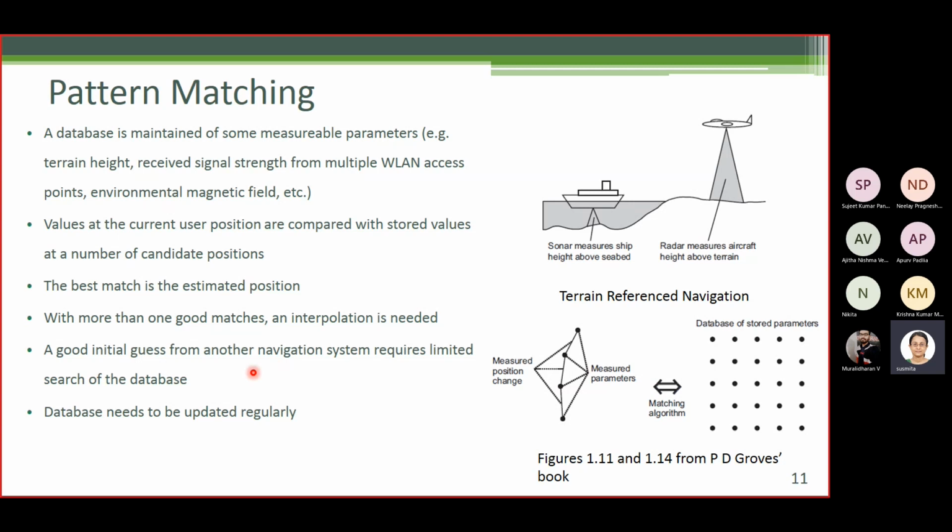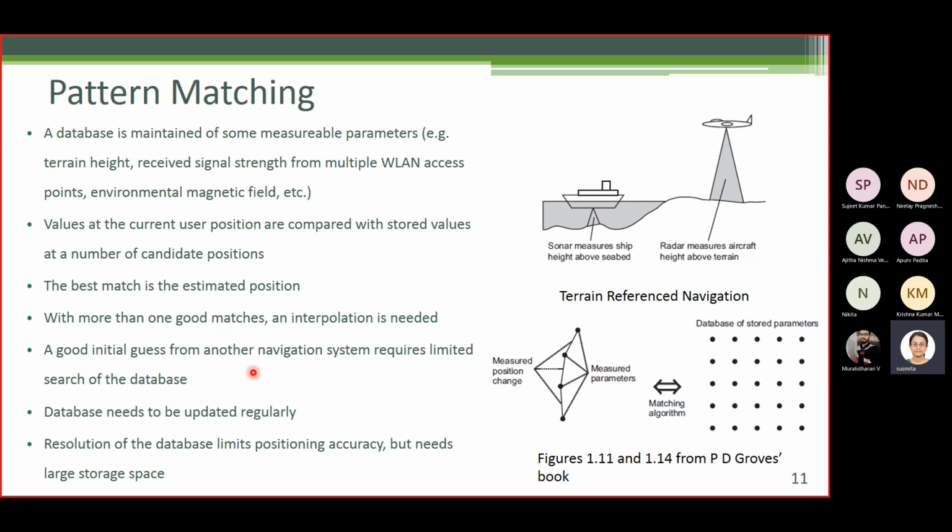Also, the database has to be updated regularly. And the resolution of the database also matters. If it has good resolution, then it requires a large storage space, but it will improve accuracy. Poor resolution means less storage space, but degraded accuracy.